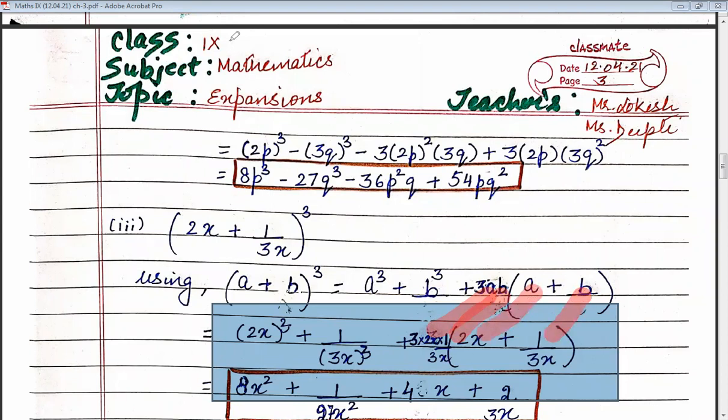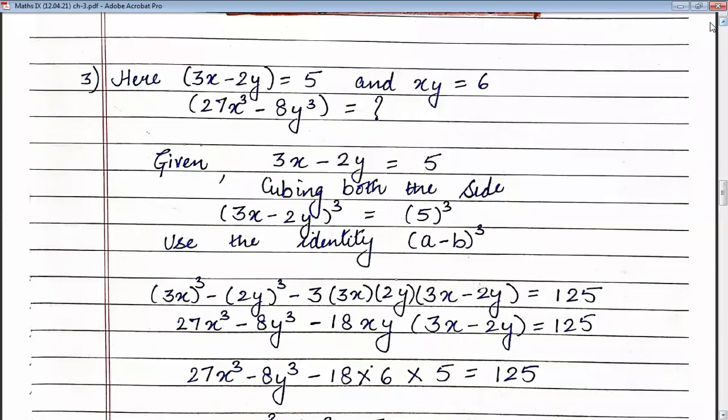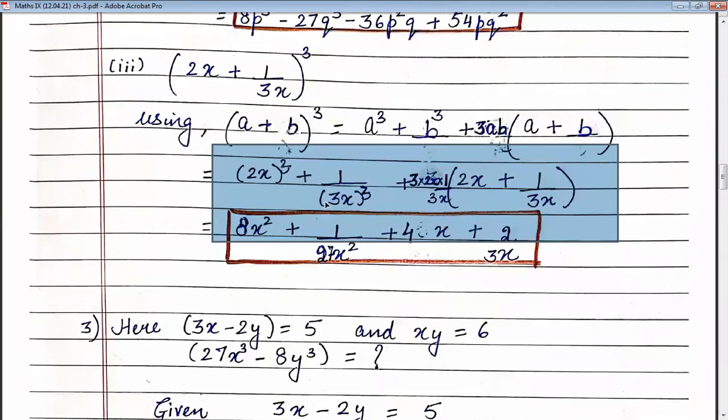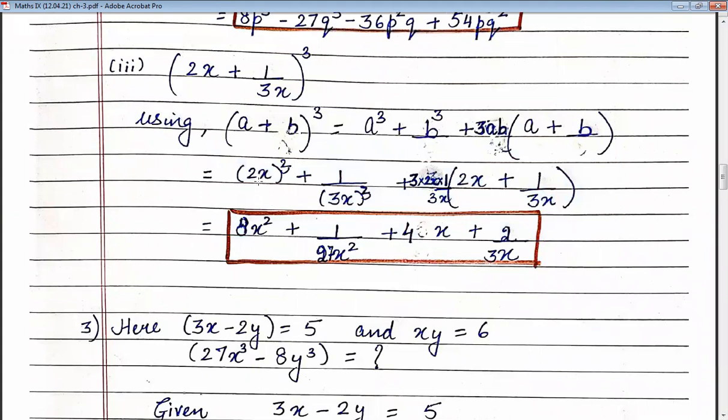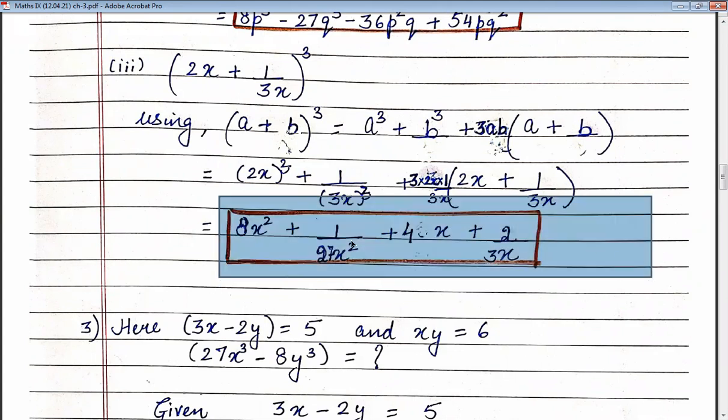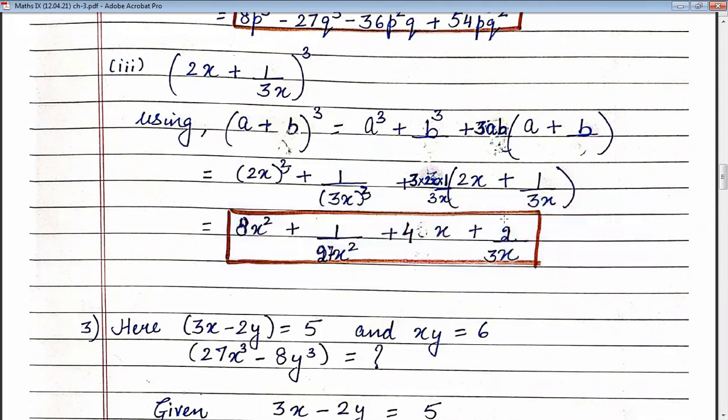Now children, here you have to do the cancellation. x will be cancelled with x and 3 will be cancelled with 3. So here you are just left with 2. In the next step you will use the distributive property and you will get the answer. So it is (2x) whole cube. It will become 8x cube plus 1 upon 27x cube plus 4x plus 2 upon 3x.